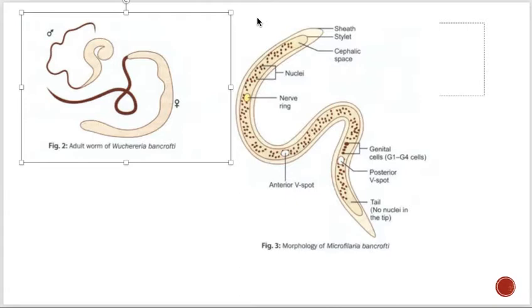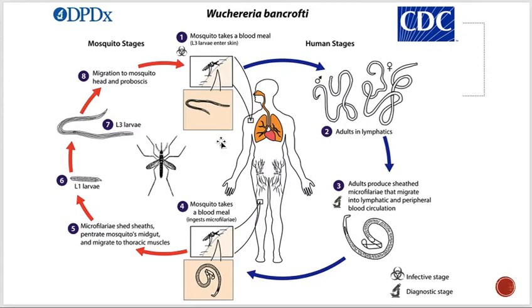Now, the important thing, guys, is the life cycle of Bancrofti. It has the human stage and the mosquito stage. As I told you before, humans are the definitive host, whereas the mosquitoes are the intermediate host. I'm thinking from where to start, but they have given number one, so we can start from here. The life cycle of this parasite involves four larval stages, L1, L2, L3, L4, and then there is the adult stage.